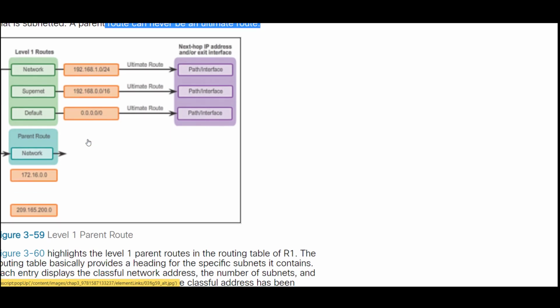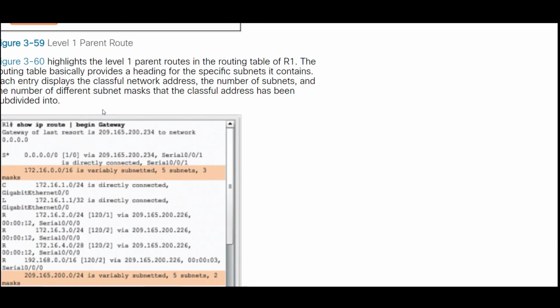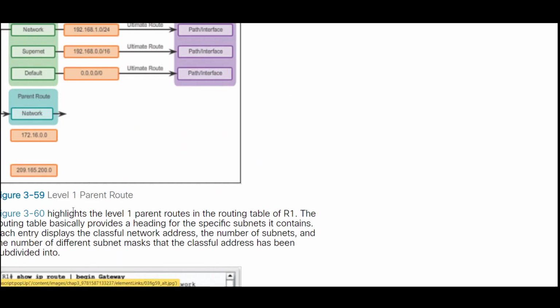Okay, the next one I'm going to. This is 0.0.0.0. So 0.0.0.0 means it is any network. So any network, this is going to be level 1. Okay, now what is parent? What is a parent root? You can see here.